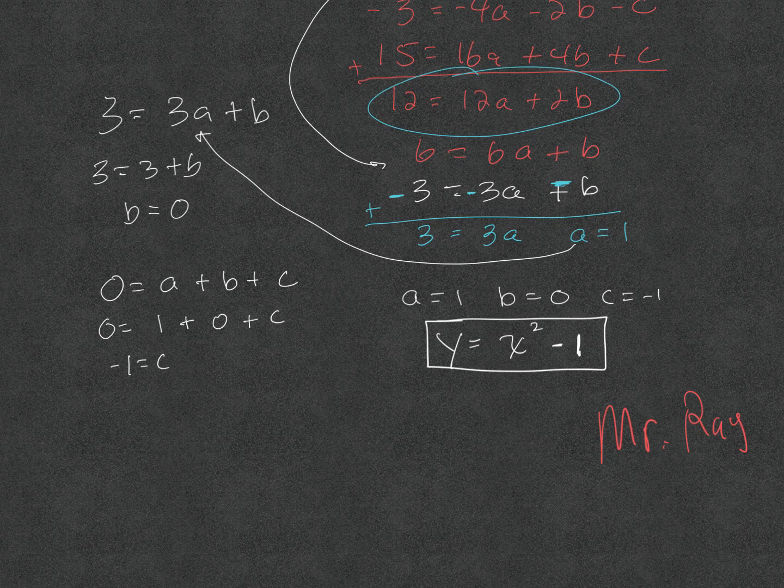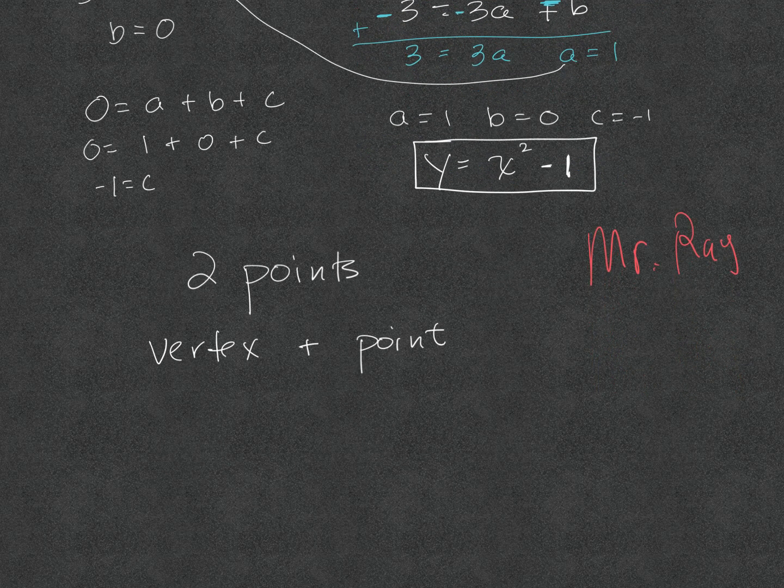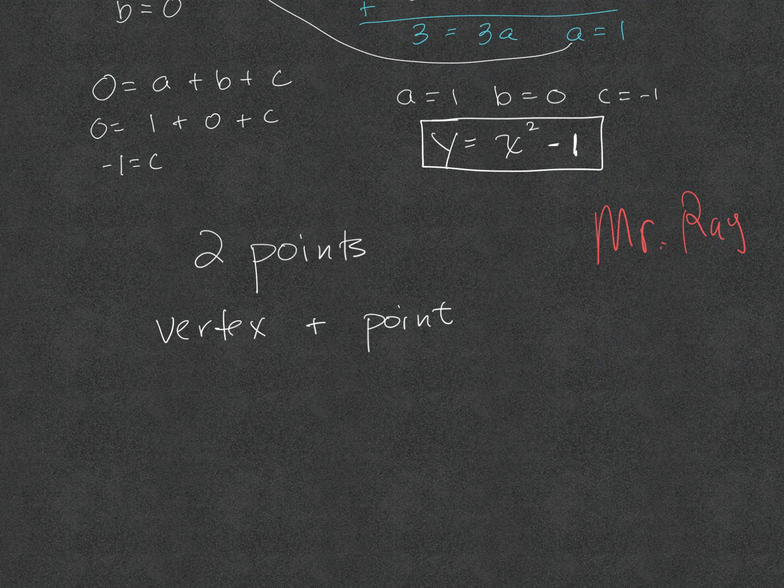And what I'm going to do next time is I'm going to give you guys problems involving a vertex and a point. So 2 points. We're going to solve with 2 points. And one of the points is going to be a vertex plus a point. Okay? Remembering that the vertex is the very top or the bottom of a parabola, the minimum or the maximum of a parabola. Right there, right there, okay?